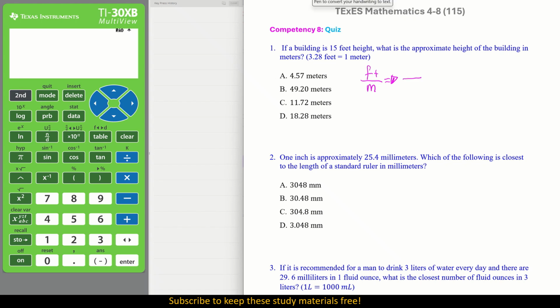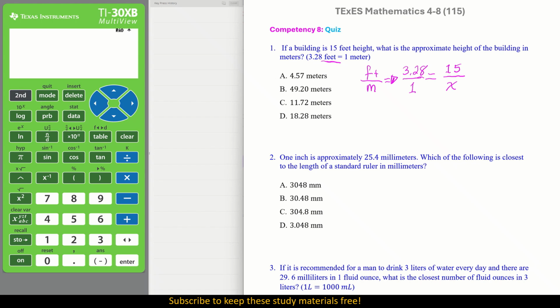Let's look at our given here. This is our given. So we have 3.28 feet to 1 meter. Well, that's our unit rate. Let's set that equal to what we're looking for. So we have a height of 15 feet. Great. So that's where our 15 goes. But we don't know the meter measurement. Well, this is pretty simple to go through.